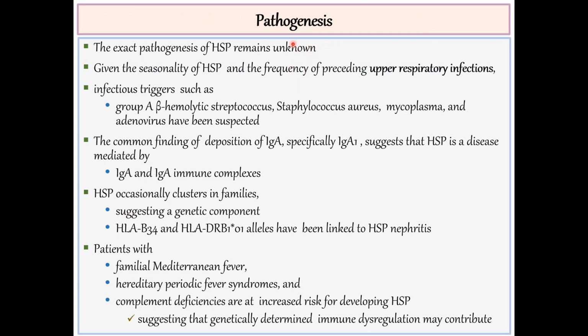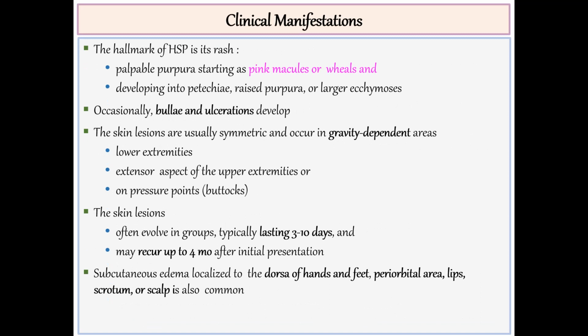Pathogenesis. The exact pathogenesis remains unknown, given the seasonality of the disease and the frequency of preceding upper respiratory infections. Infectious triggers such as Group A beta hemolytic streptococcus, Staphylococcus aureus, mycoplasma, and adenovirus have been suspected. The common finding of deposition of IgA, specifically IgA1, suggests that it is a disease mediated by IgA and IgA immune complexes. It occasionally clusters in families, suggesting a genetic component. HLA-B34 and HLA-DRB1*01 alleles have been linked to nephritis. Patients with familial Mediterranean fever, hereditary periodic fever syndromes, and complement deficiencies are at increased risk, suggesting that genetically determined immune dysregulation may contribute to clinical manifestations.